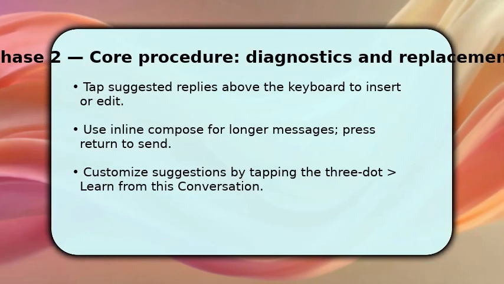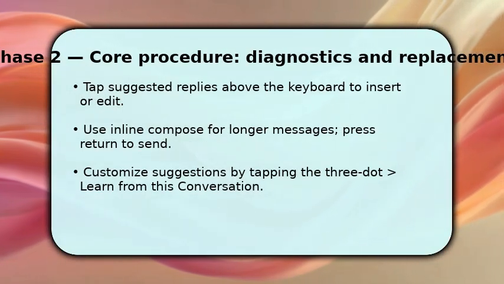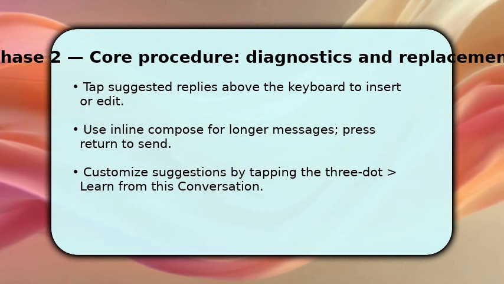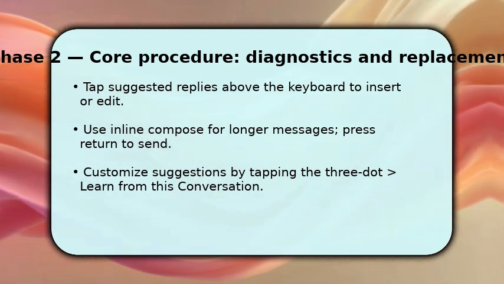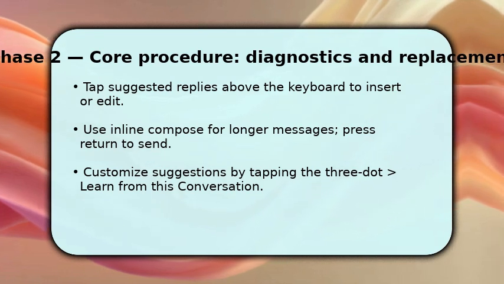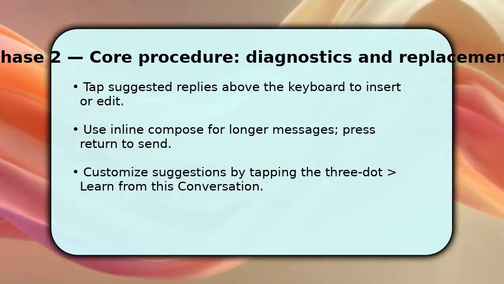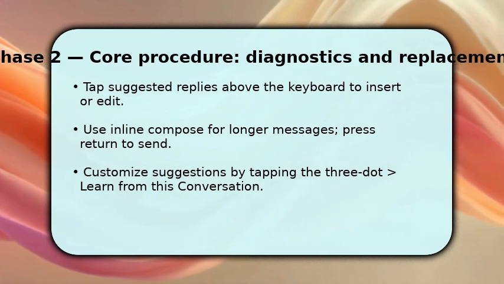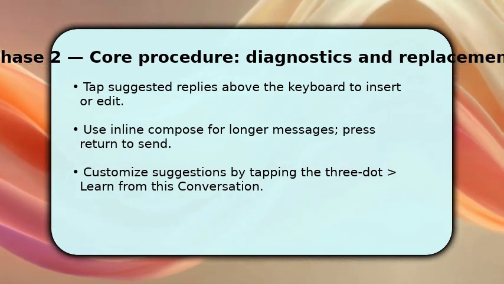You now use smart suggestions while composing. As you type in iMessage, glance at the suggestion chips and tap one to insert, then edit if needed because personalization matters. Once done, leverage inline compose for multi-sentence replies. Press return to send when ready.